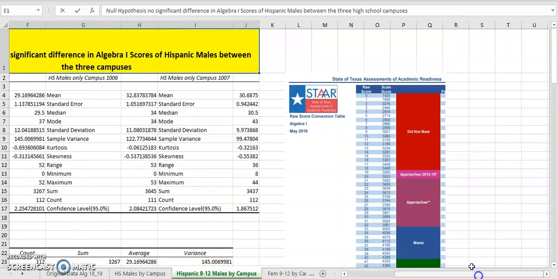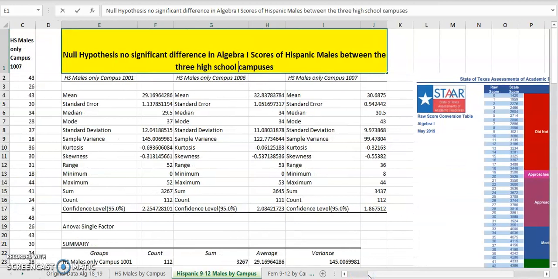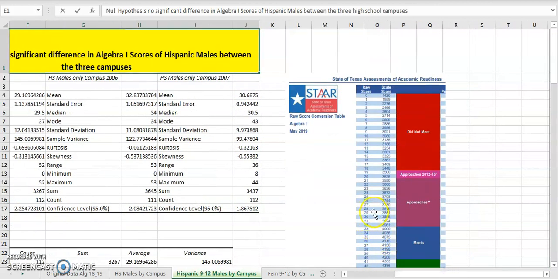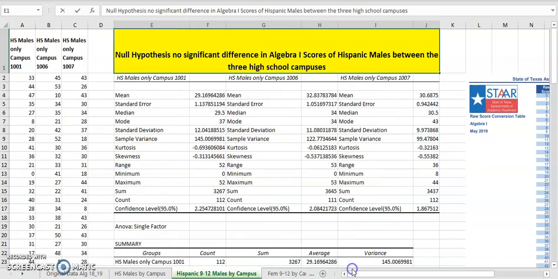I went ahead and pulled up the STAAR raw score conversion table, and I can see that my means for all 3 campuses were, the lowest I had was 29 and the highest was 32.83. So I'm just going to look over here, and you can see 29 is in the approaches, 32 is also in the approaches, almost to the meets, but not quite. So all of my mean scores for all 3 campuses were right in the approaches area for those Hispanic male high school students between the 3 campuses.